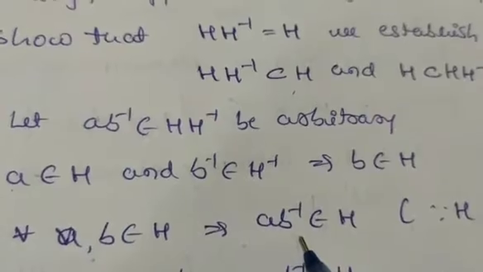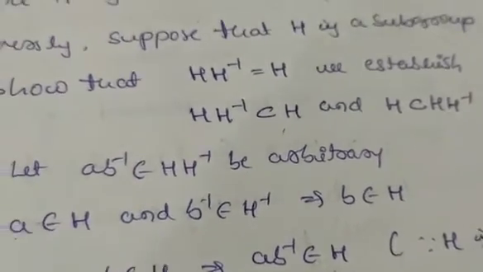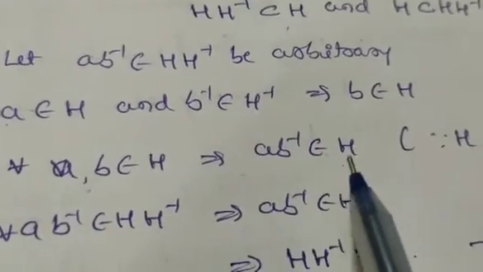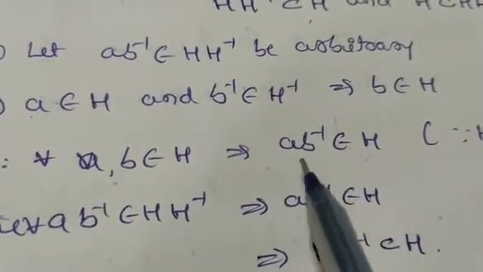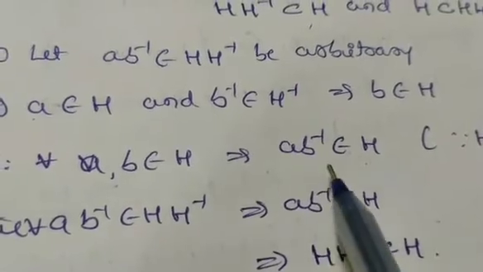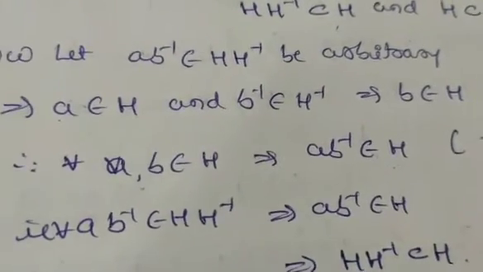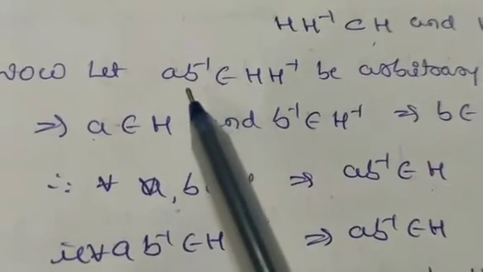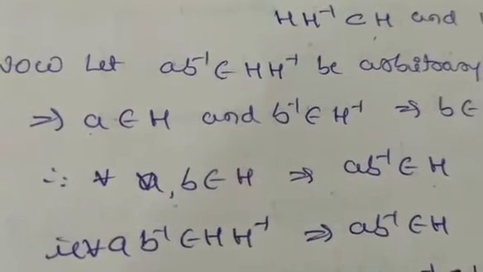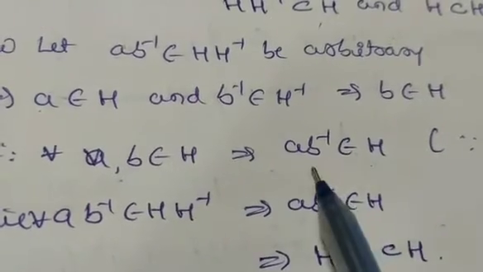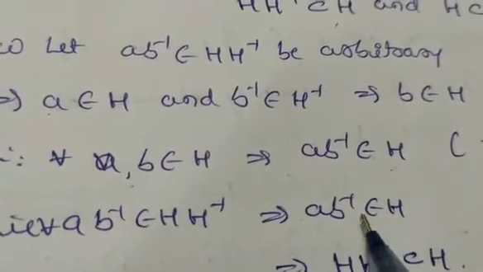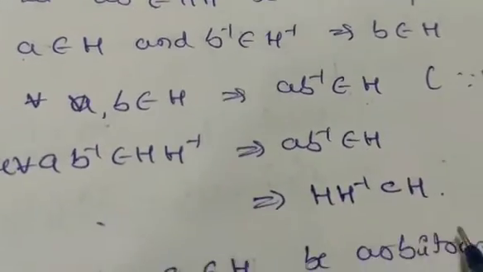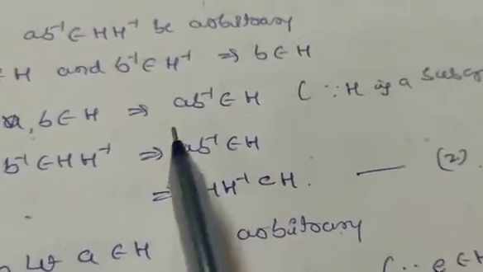This implies AB inverse belongs to H, because we have taken H as a subgroup. This is the necessary condition of a subgroup, that A, B belonging to H implies AB inverse belongs to H. So we took AB inverse belonging to H into H inverse, and lastly we proved AB inverse belongs to H. From these two we can say that H into H inverse is contained in H. Take this one as equation number 2.